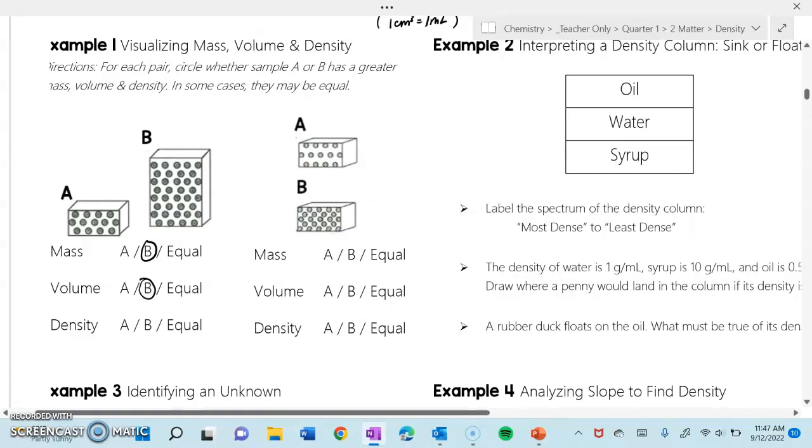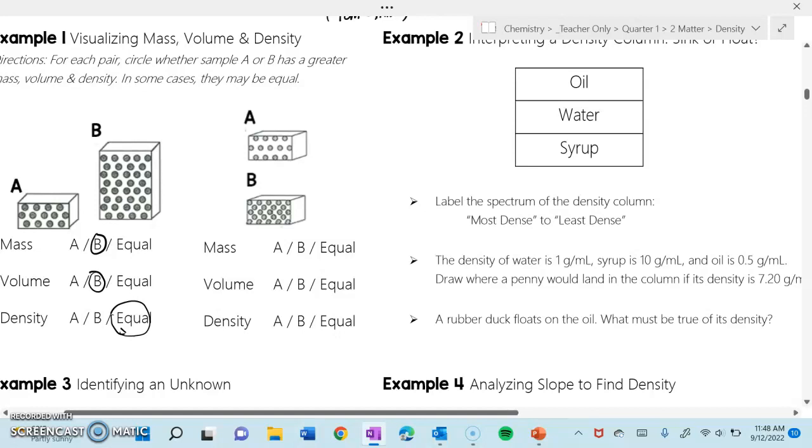And then we're going to look at A and B. What about their density, or the compactness of their particles? Well, it actually looks like they're the same. They're equal because their mass and volume change at the same ratio. Higher mass had higher volume, lower mass had lower volume, kept the compactness of the particles the same.